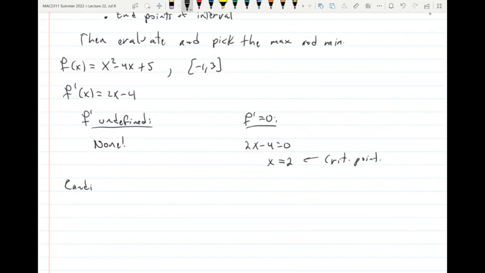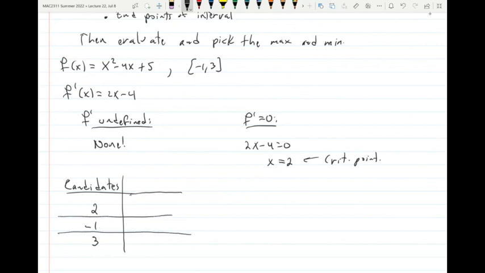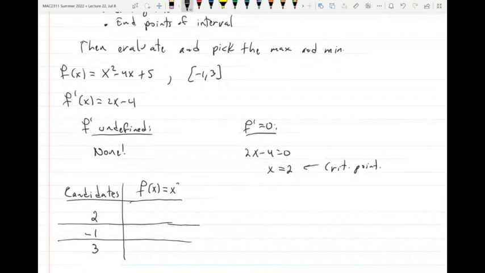So here we have our list of candidates. The candidates are going to be 2, that's our critical point, and then -1 and 3, because those are the endpoints of the interval. Those are our candidates. Now we're going to evaluate f of x, which is x squared minus 4x plus 5. Let's find the value of the function at 2, at -1, and at 3.